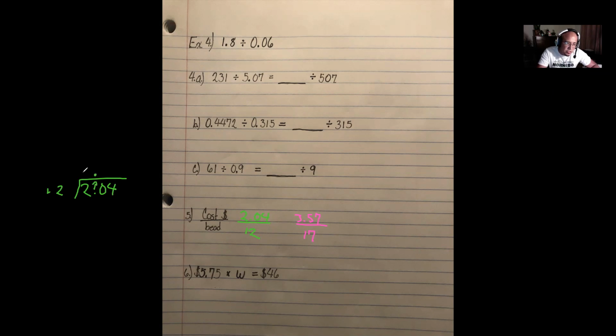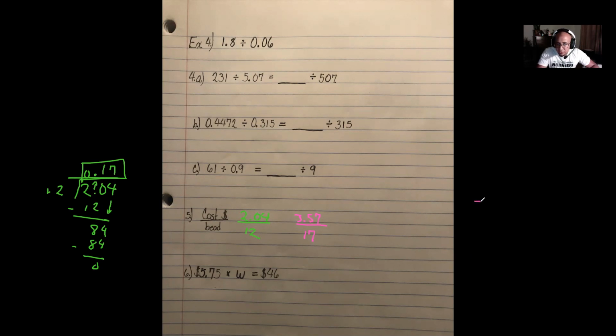So 12 goes into 2 0 times, but it goes into 20 once. That's going to be 12. And that's going to be 8. Bring down the 4, because 20 minus 12 is 8. And 12 goes into 84 7 times exactly, because 12 times 7 is 84. So therefore, the cost per bead on this first one is 17 cents. So 17 cents per bead. Seems pretty good. Let's try the second one.